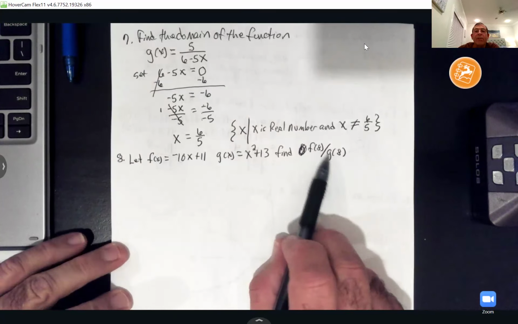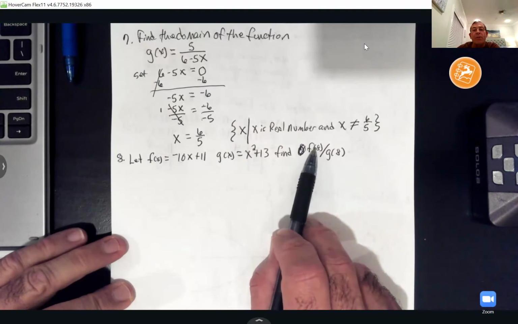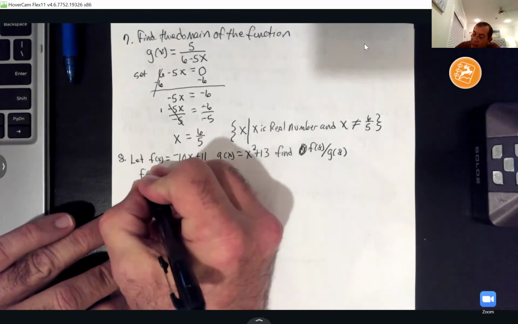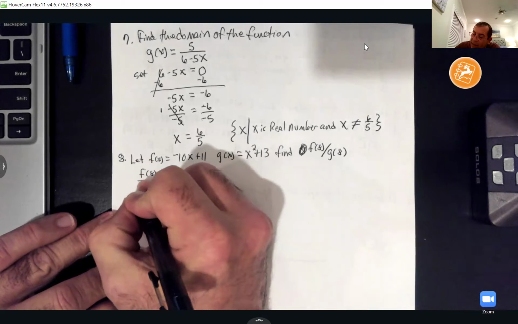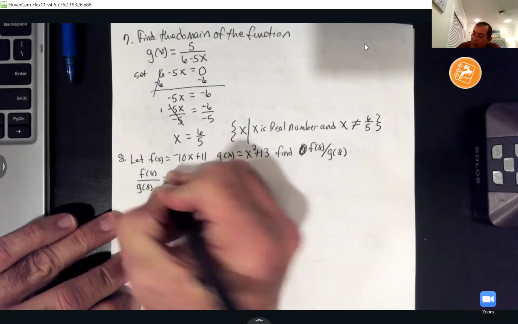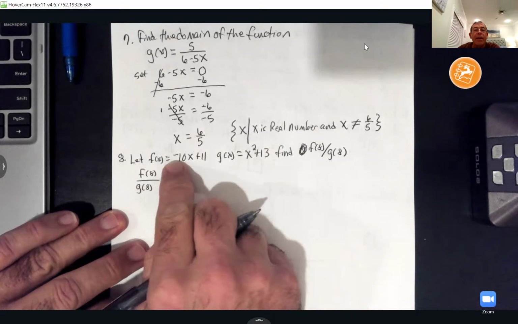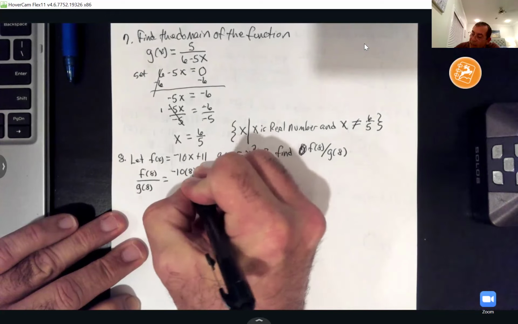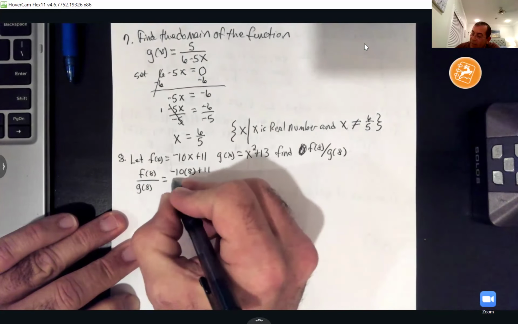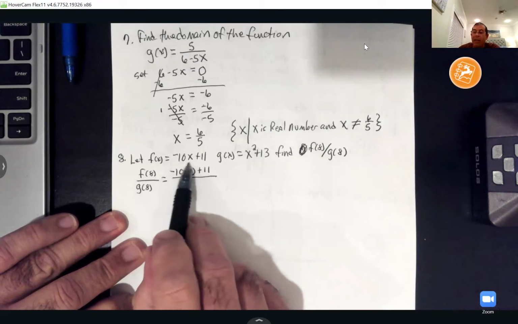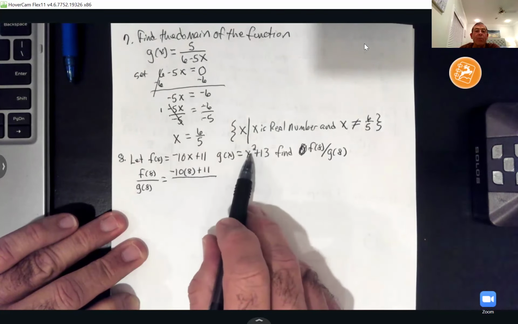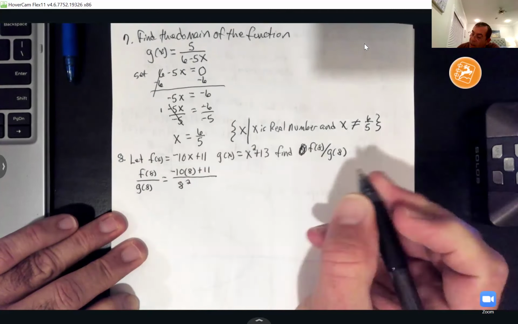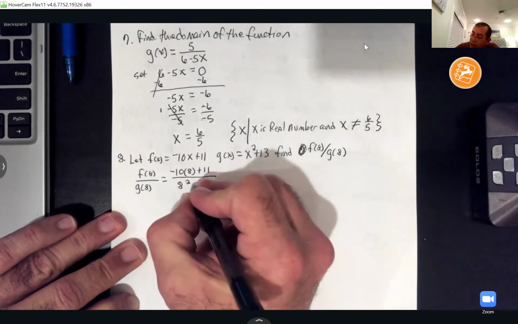All right, so we got a little division going on, but they're giving me numbers to put in for these x's. So I'm going to do f of 8 divided by g of 8. So I'm going to make it look like a fraction here. F is on top. Negative 10 times 8 plus 11. So I'll put an 8 in for the x on top for the f. Now I'm going to put an 8 in for the x on g, and that'll give me an 8 squared plus 13.